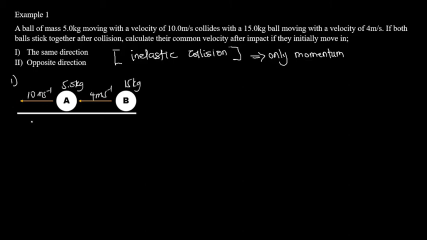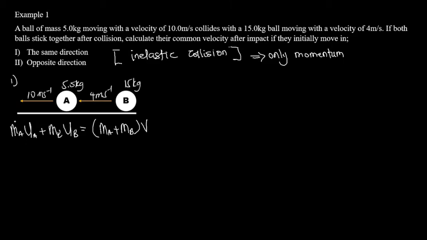So we know from the principle of conservation of linear momentum that in this inelastic collision, we are going to have the mass of A times the initial velocity of A, plus the mass of B times the initial velocity of B, equal to the sum of the mass of A plus the mass of B, all multiplied by a common velocity, which is V. Because the question is telling us the balls stick together after collision, and we know that when the balls stick together, that is an inelastic collision question.